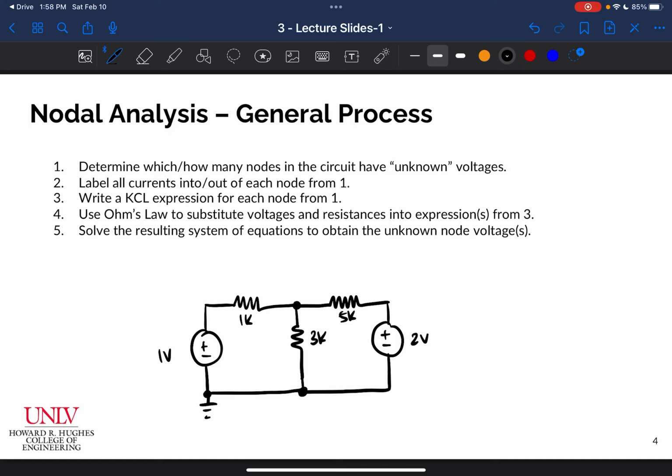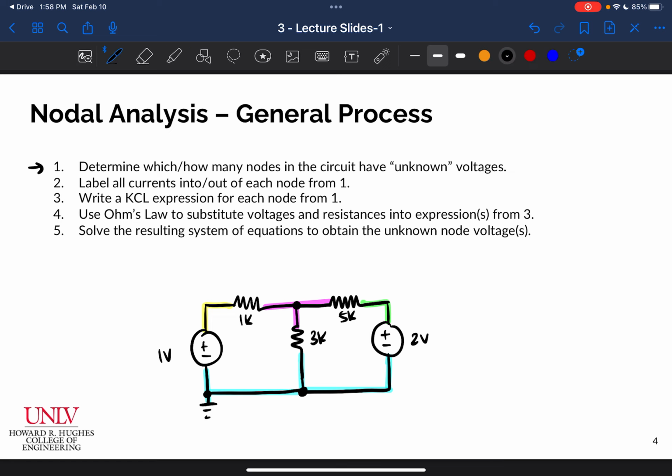Okay, so the first step says we need to determine how many or which nodes in the circuit have unknown voltages. Before that, let's just go back to our little analysis of nodes in the circuit in general, and let's label them. I've got one node here, another node here, a node here, and lastly my ground node here.